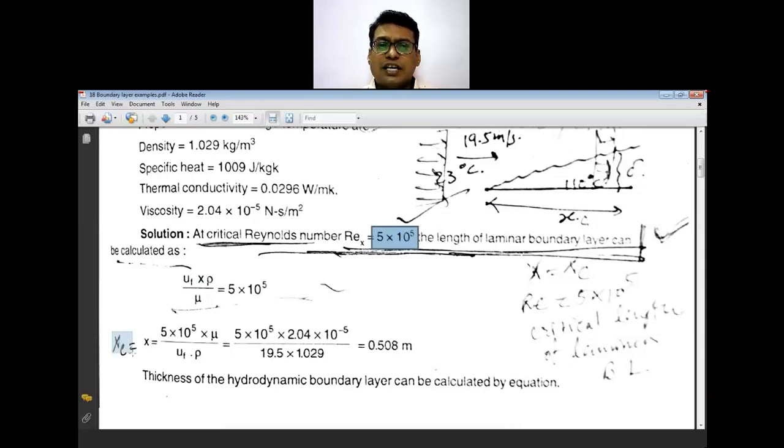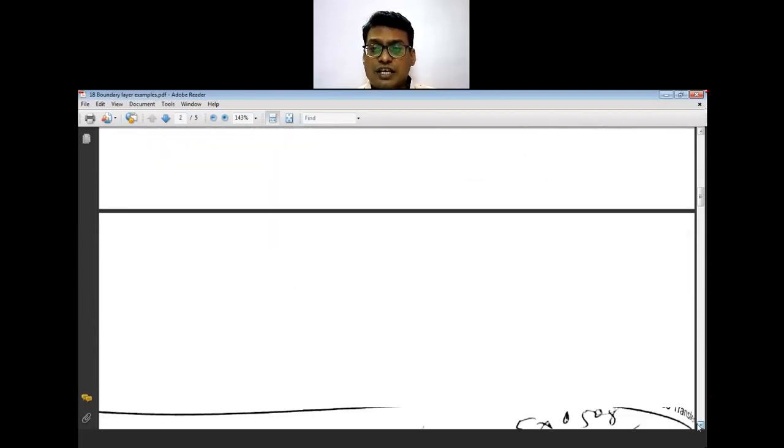By simply substituting the value of the critical Reynolds number, the viscosity, velocity and density, I have calculated this as 0.508 meters. So 0.508 meters is the critical length where I will get the Reynolds number as 5 into 10 to the power 5. That is the length of the laminar boundary layer. Length is different and thickness is different. Now from this length we are going to calculate the thickness.